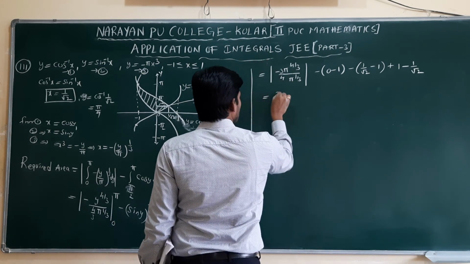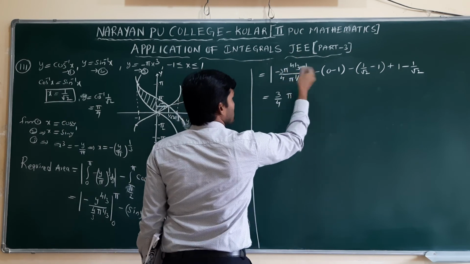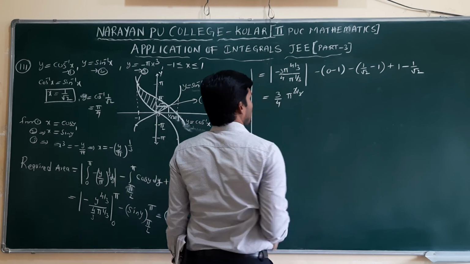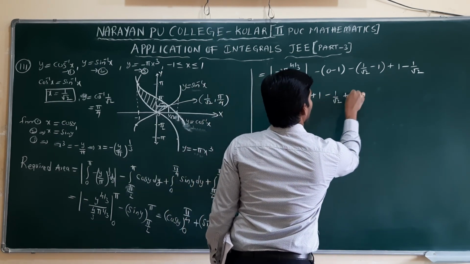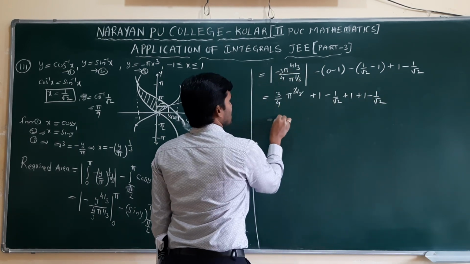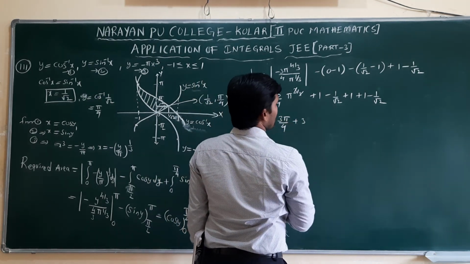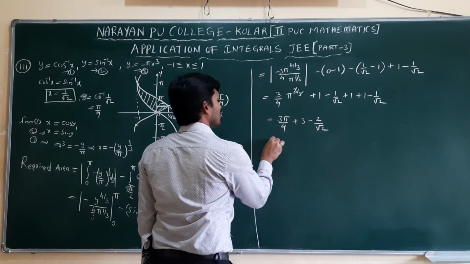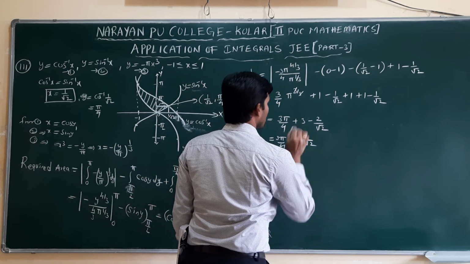Modulus of negative is positive, 3 by 4. Pi power 4 by 3, taking into the numerator, means 1 by 3. 4 by 3 minus 1 by 3, that is 3 by 3, cancel. Minus of minus is plus 1 minus 1 by root 2, plus 1 minus 1 by root 2. This is what? 3 pi by 4. How many ones? 3. 1 by root 2 minus 1 by root 2, 2 by root 2. So 3 pi by 4 plus 3 minus root 2.